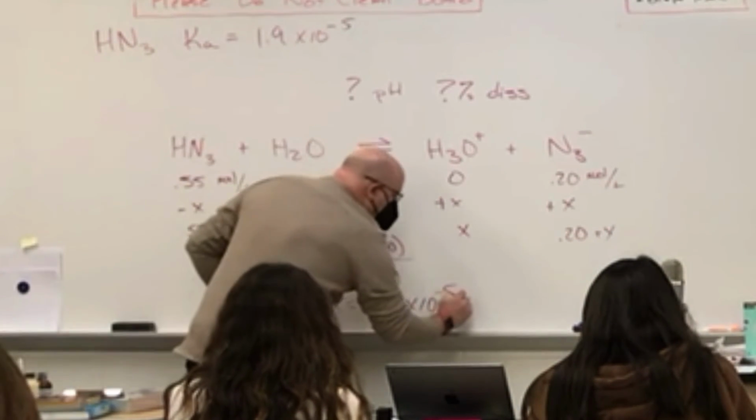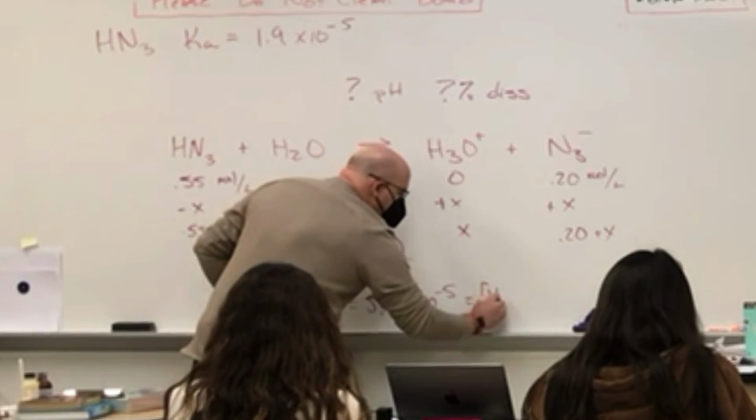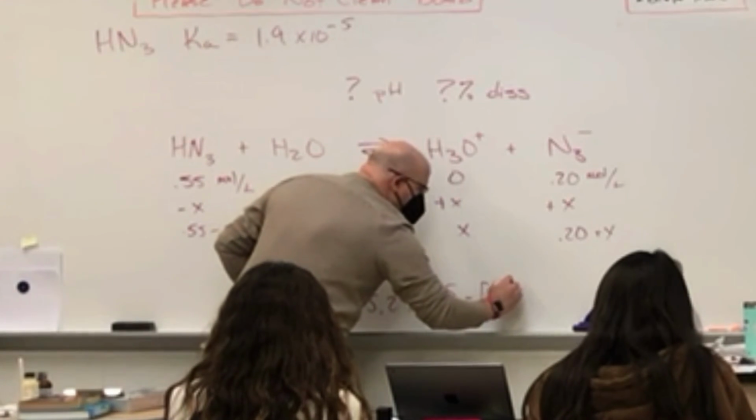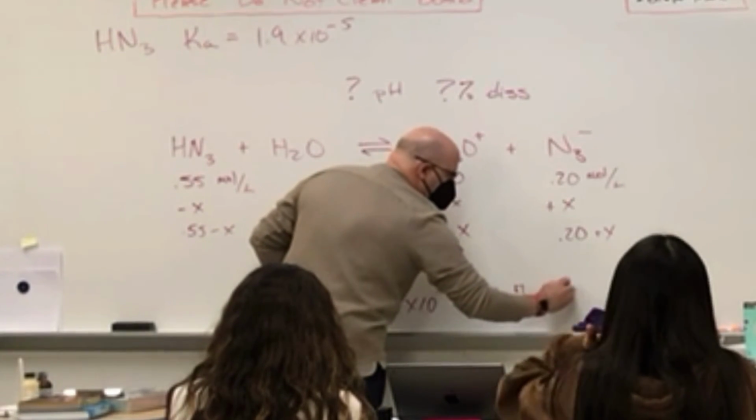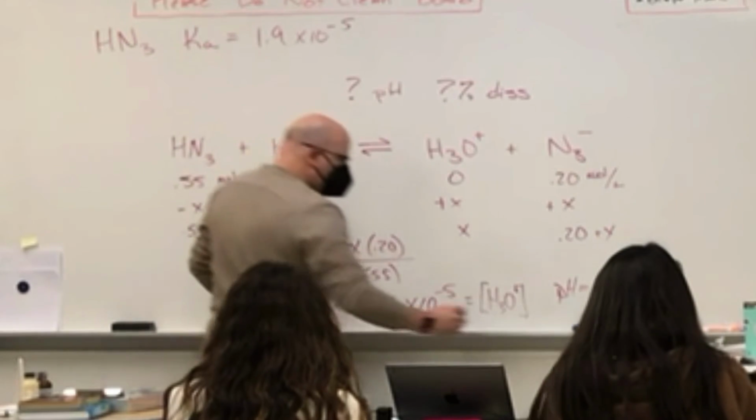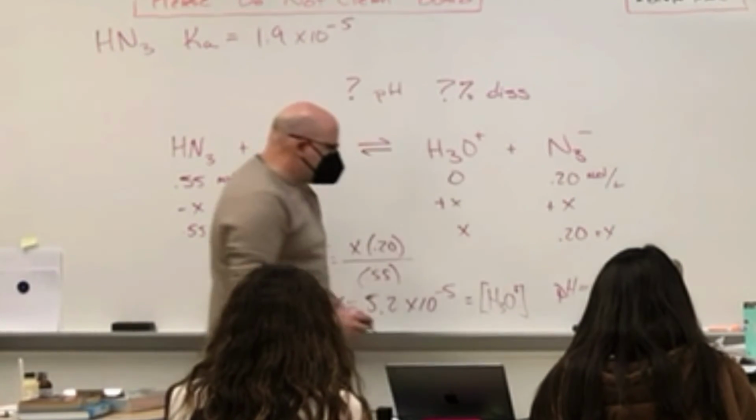Now that's going to equal the hydronium ion concentration, and since we want to know the pH, that's going to be 4 point what? 2.8. 28?